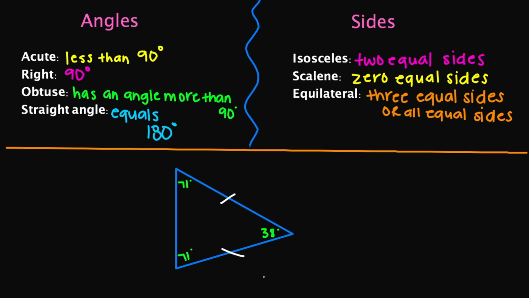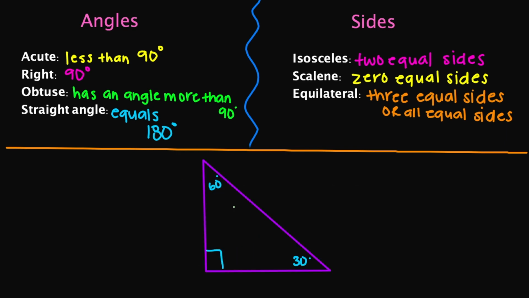If I look at my angles, we see that all of my angles here are less than 90 degrees. If all of my angles are less than 90 degrees, so far I know that I have an acute triangle. Now, if I'm looking at the sides, notice that I have 2 sides, like I said earlier, that are equal because of my slashes. If I have 2 equal sides, then I know that I have an isosceles triangle here. And if I combine the two, we have an acute isosceles triangle.